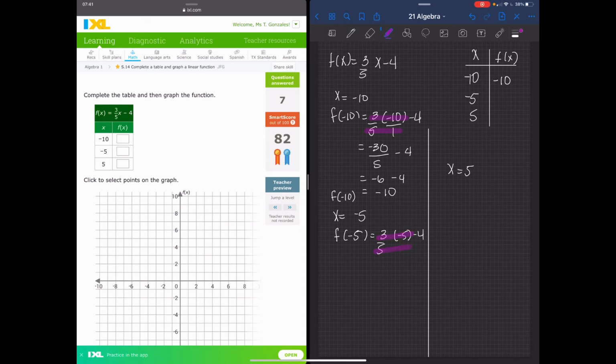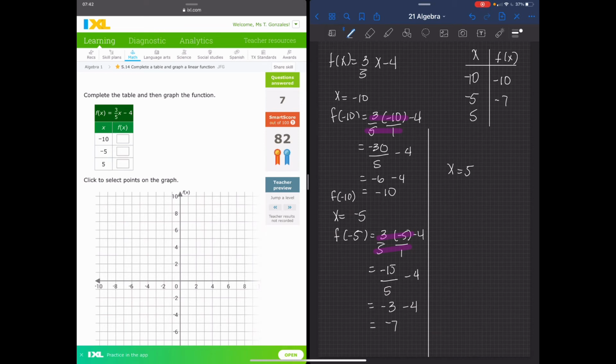And then when I multiply going across, the negative 5 has a 1 underneath it. So 3 times negative 5 is negative 15. 5 times 1 is 5. Bring down the negative 4. Negative 15 divided by 5 is negative 3. Bring down the negative 4. So negative 3 minus 4 is negative 7.